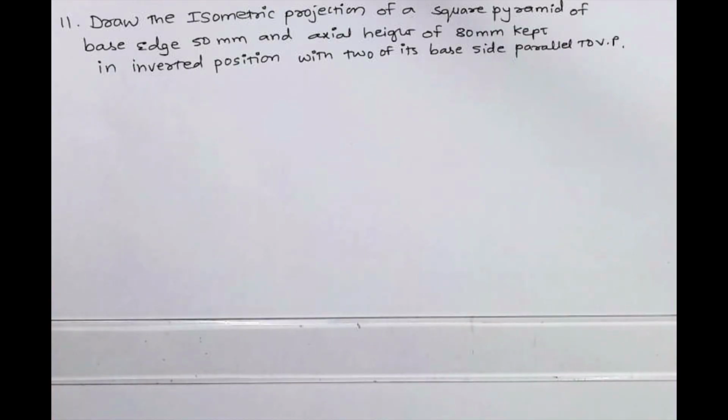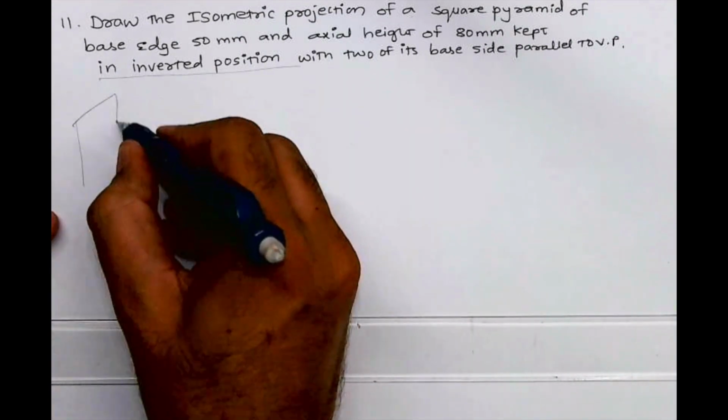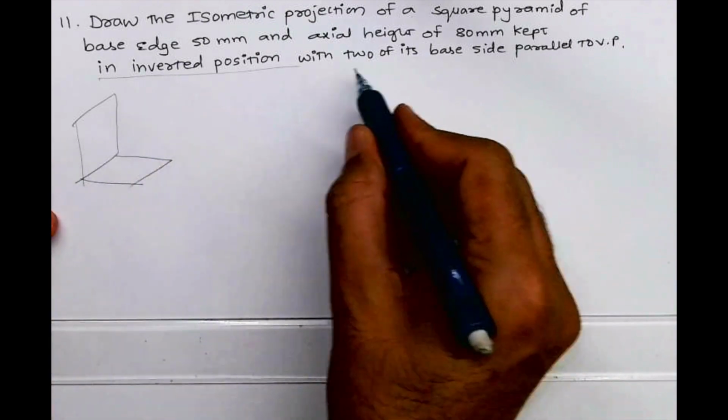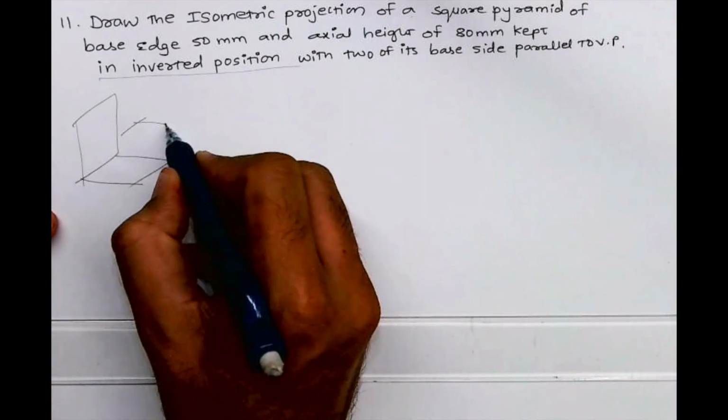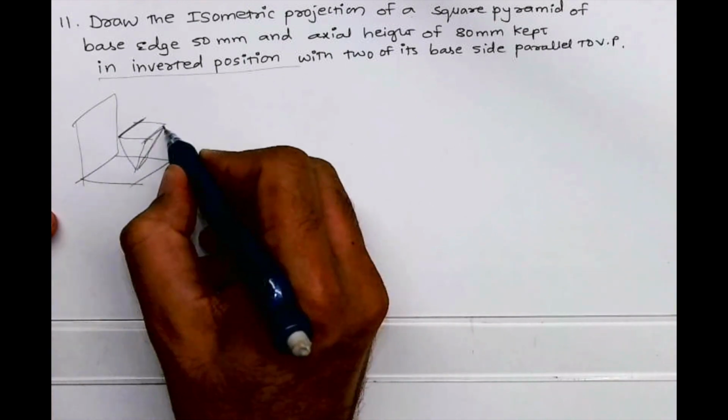Welcome to Technical Drawing. Today we'll draw the isometric projection of a square pyramid of base edges 50 mm and axis height 80 mm, kept in inverted position with two of its base sides parallel to VP. See, it is inverted, and two sides are parallel to VP. So it will be like this. See, these two sides are parallel to VP.